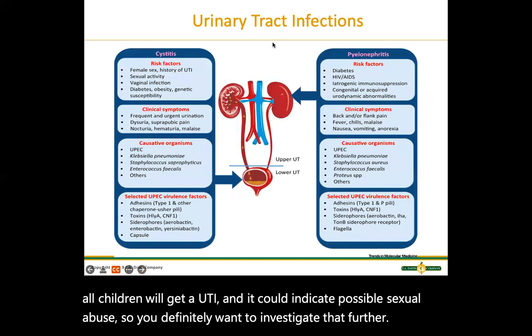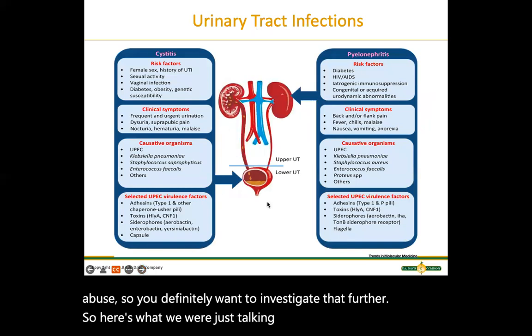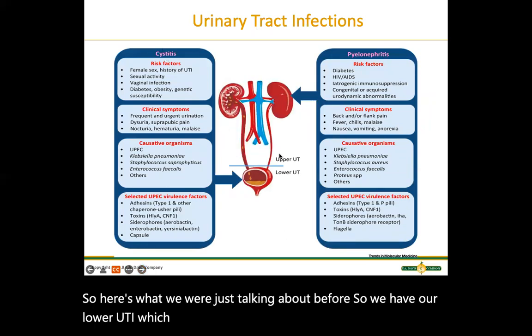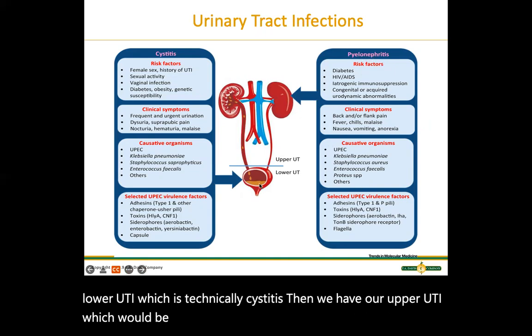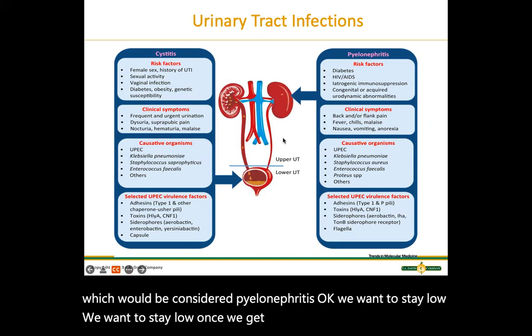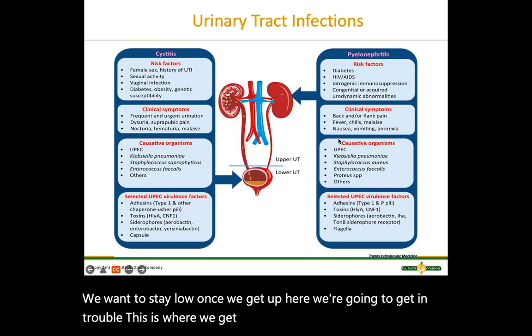So here's what we were just talking about before. We have our lower UTI, which is technically cystitis. Then we have our upper UTI, which would be considered pyelonephritis, okay? We want to stay low. Once we get up here, we're going to get in trouble. This is where we get really sick once it gets up into the kidney.